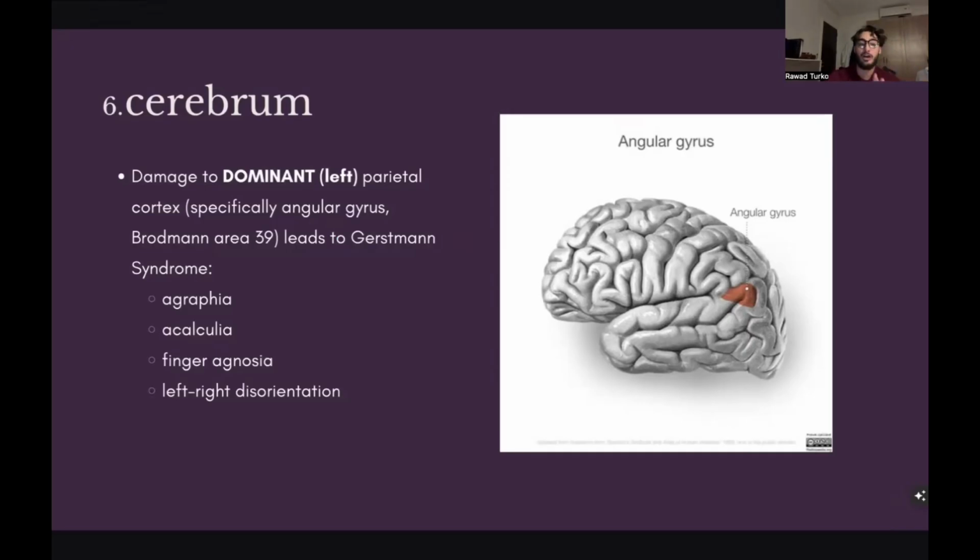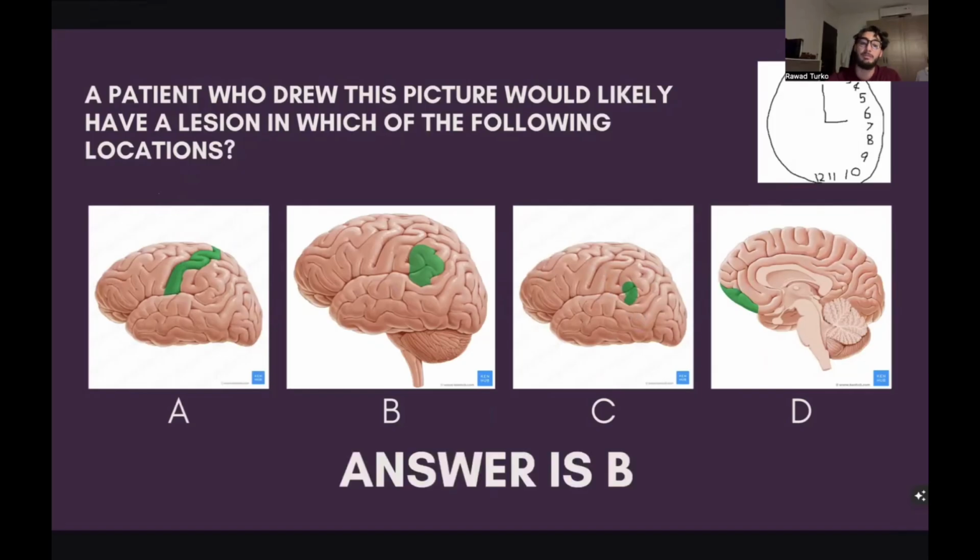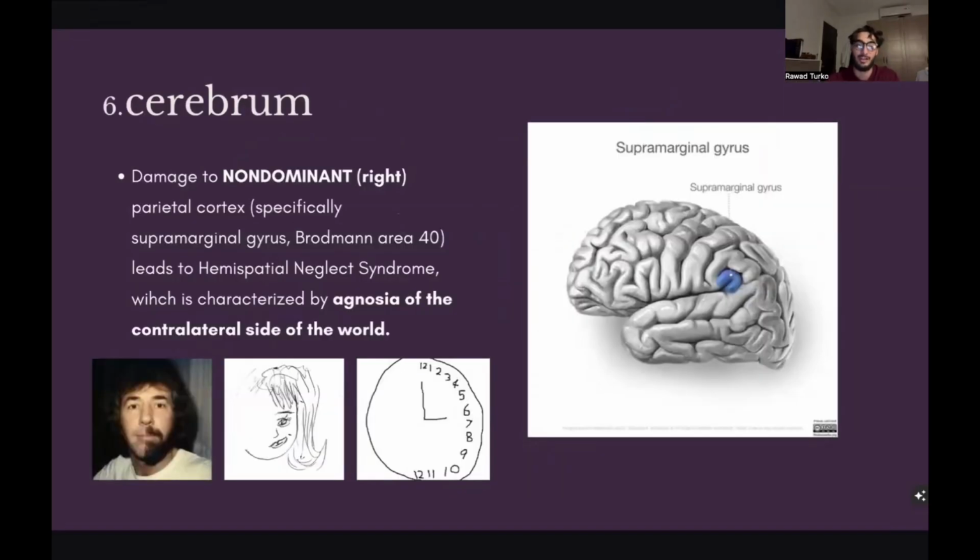What happens if we have damage to the non-dominant parietal cortex? A patient who drew this picture right here would likely have a lesion in which of the following locations? These are the same options that we had in the previous question. The answer again would be B, but the main difference is that this would be a lesion in the non-dominant cortex. Damage to the non-dominant cortex, specifically the supramarginal gyrus, which is very close to the angular gyrus, Brodmann area 40, leads to hemispatial neglect syndrome, which is characterized by agnosia of the contralateral side of the world.